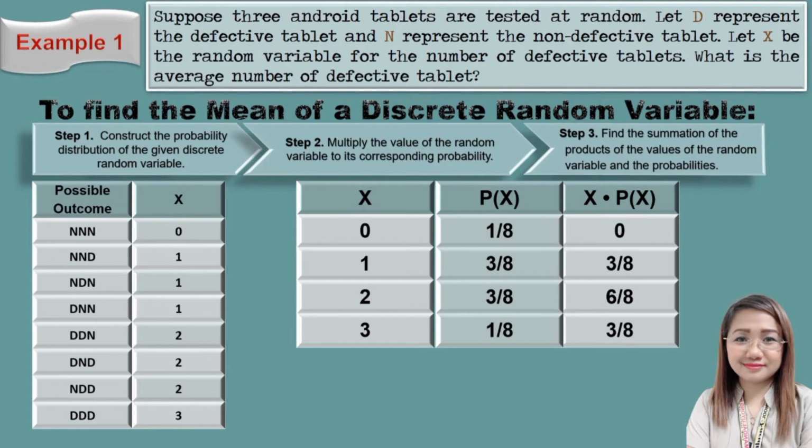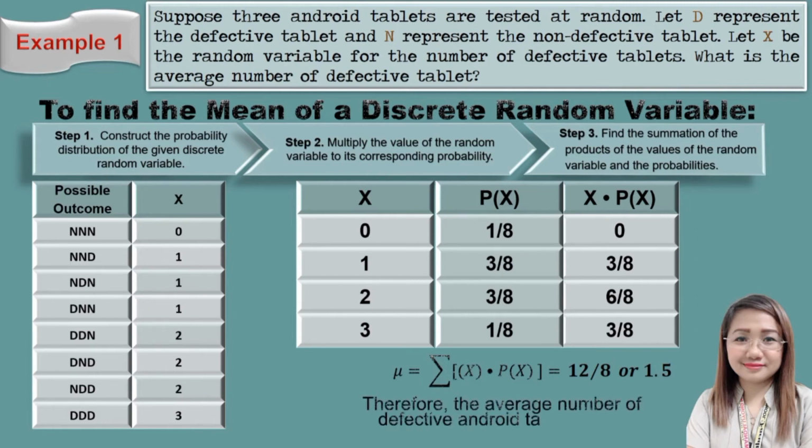Next step is to find the summation of the products of the values of the random variable and the probabilities. Getting the summation, we have 12 over 8 or 1.5. Therefore, the value of the mean is 1.5. So the average number of defective Android tablets is 1.5.